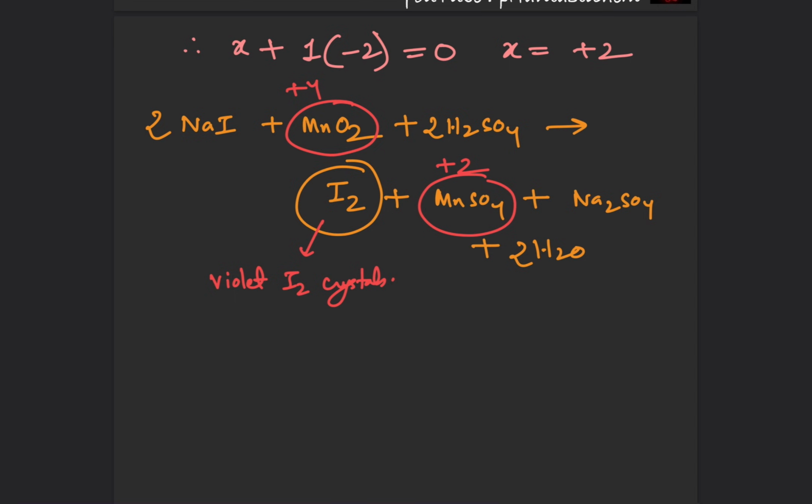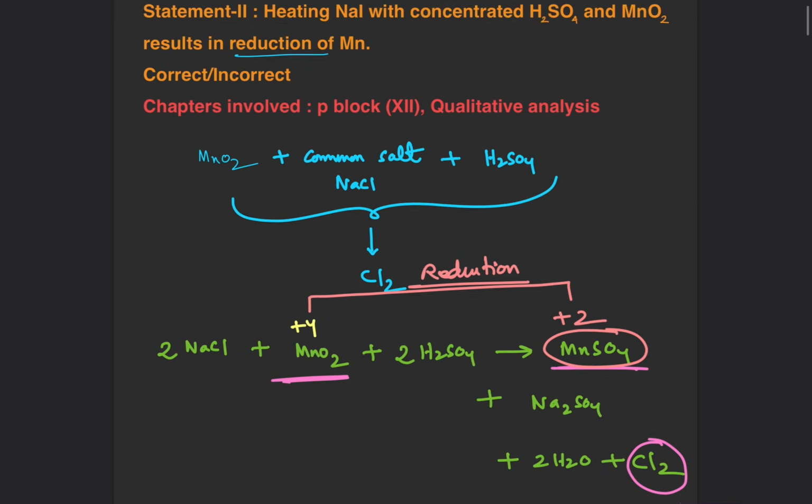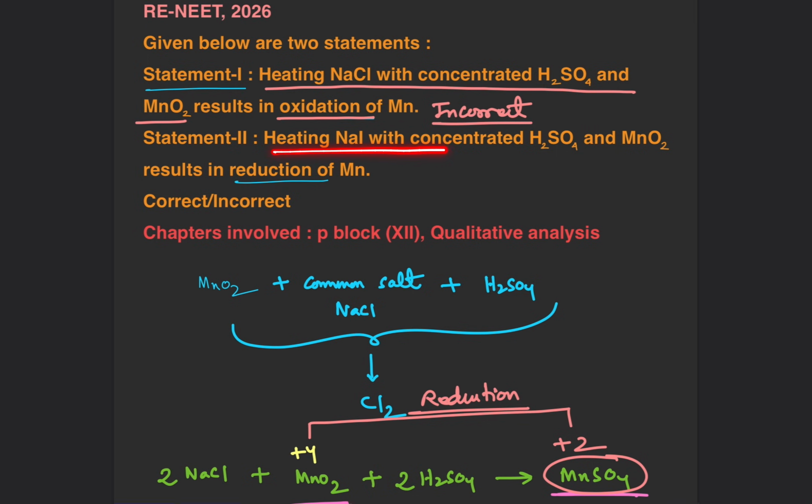So you can see there is a decrease in oxidation number, from +4 to +2 of Mn, as MnO2 changes to MnSO4. And we know that a decrease in oxidation number is reduction. So Mn is undergoing reduction. Therefore statement 2, which says that heating NaI with concentrated H2SO4 and MnO2 results in reduction of Mn, is correct. So the final answer is statement 1 is incorrect and statement 2 is correct. Thank you.